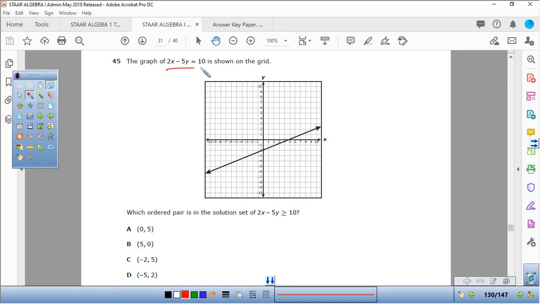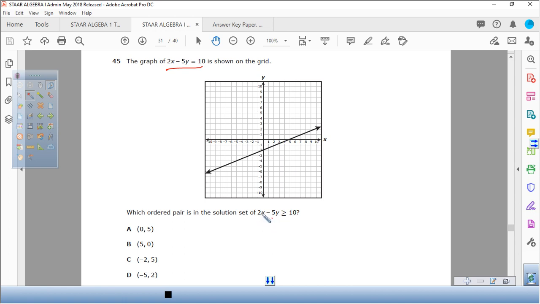Okay, so the graph of this line right here is shown below. The ordered pair and solution set. Which ordered pair is in the solution set? I don't even know what to tell you. Okay, so what I'll do, minus 2x, right? Then I would divide by negative 5. So when I divide by this negative 5, okay, let me just show you.